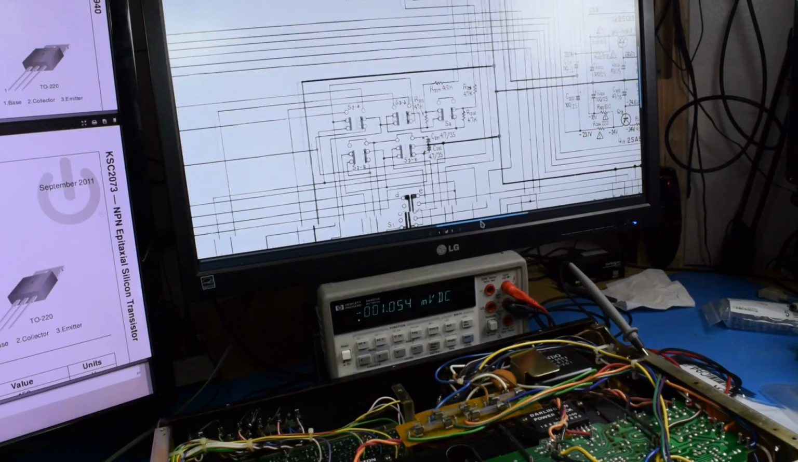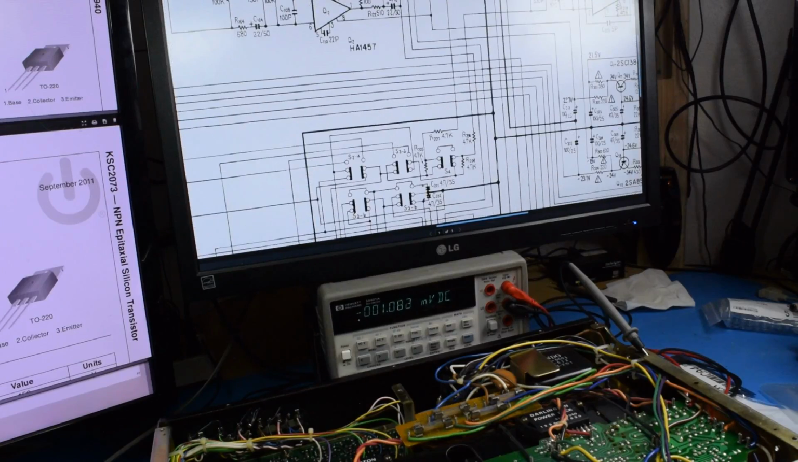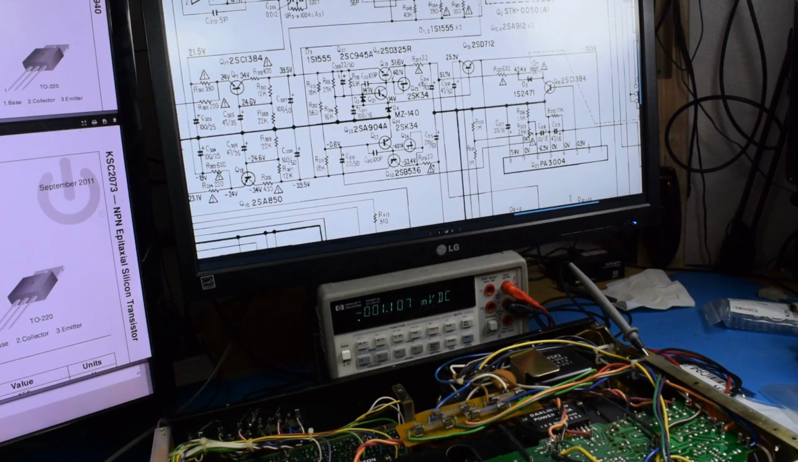Oh, that just goes all over. Looks like D4 is connected into ground, yes. So that should be ground on one side. Okay, so let's see what D4 measures as.